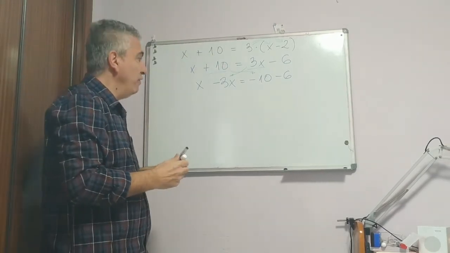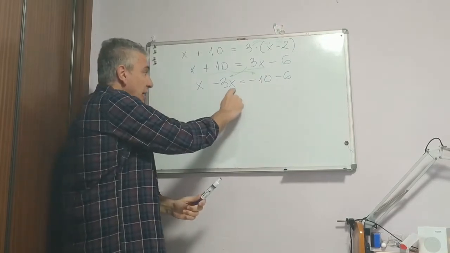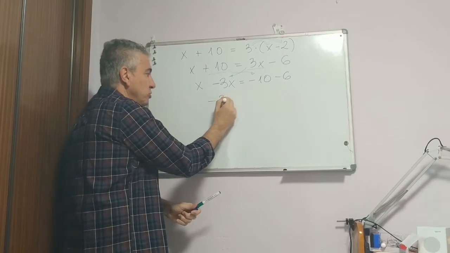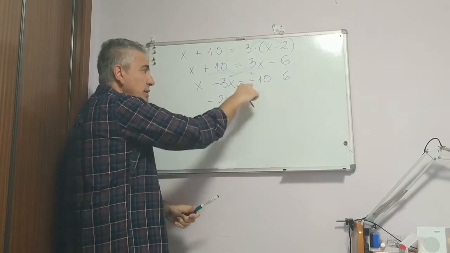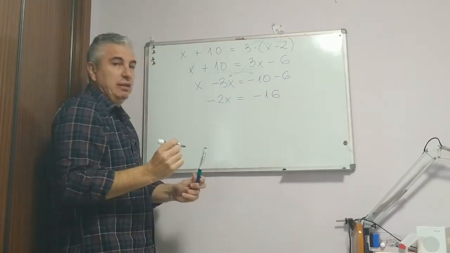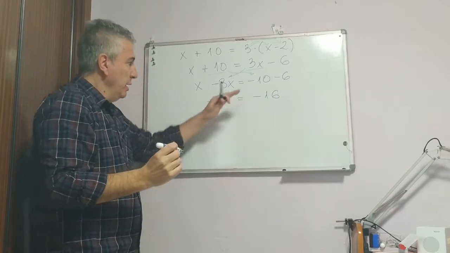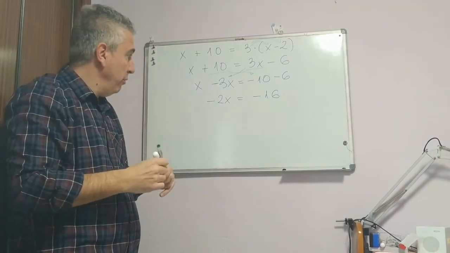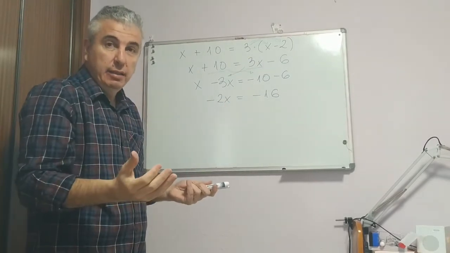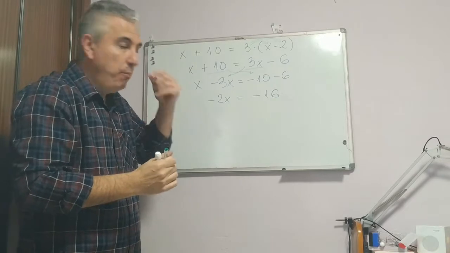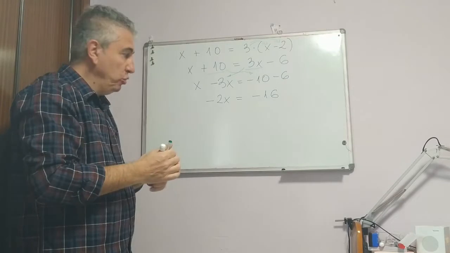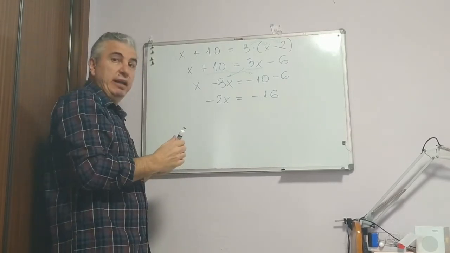Now we are here. What do we have to do now? We operate. They are like terms. They are similar terms. So you have x minus 3x equals minus 2x. And here it is minus 10 minus 6 equals minus 16. Good. Now we have to isolate the variable. How do you isolate the variable? Now is the moment to divide both members of the equation by the coefficient of the x. The coefficient of the x is negative 2. So you divide both members of the equation by negative 2.